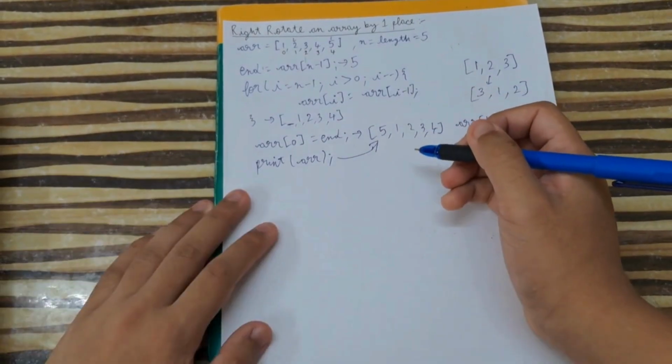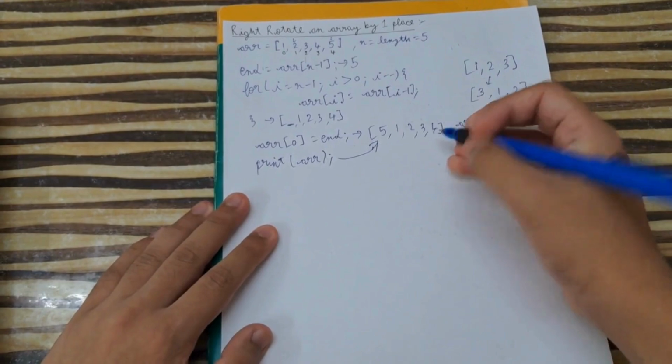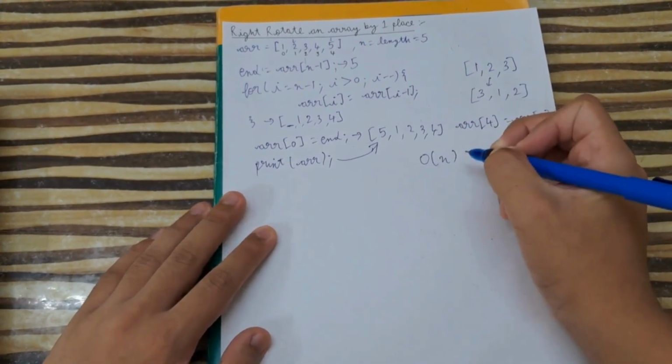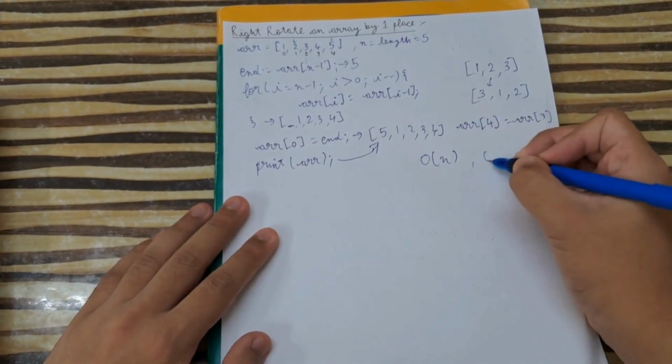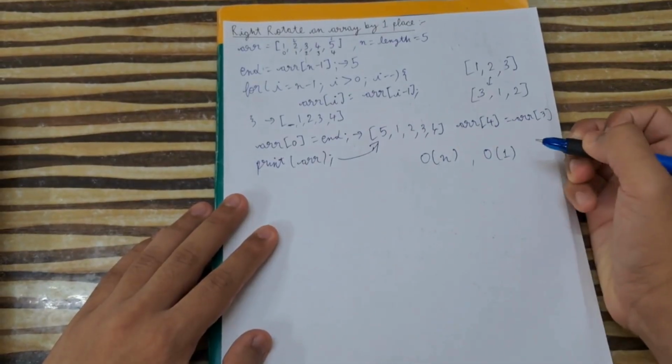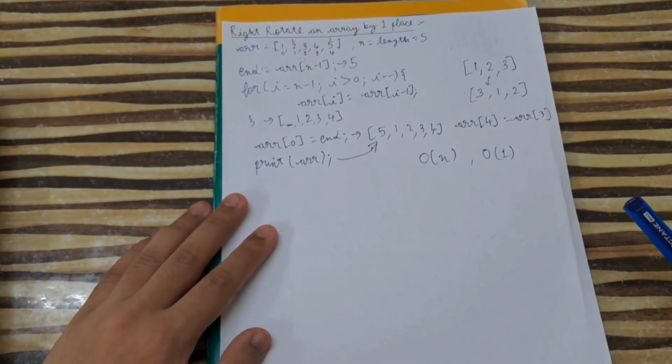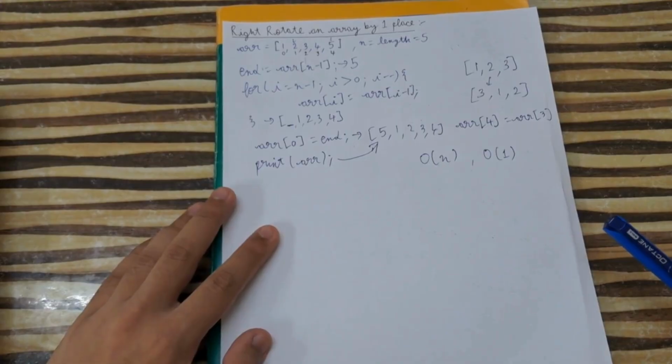In this, as you can see, only one for loop is used. So a time complexity of O(n) is used, and a space complexity of O(1) is used, as we are not using any extra space. So now I will show you the code of this problem.